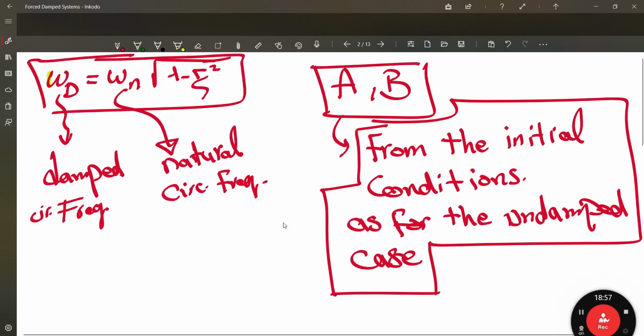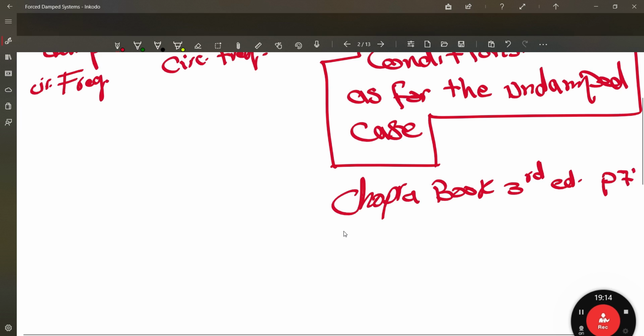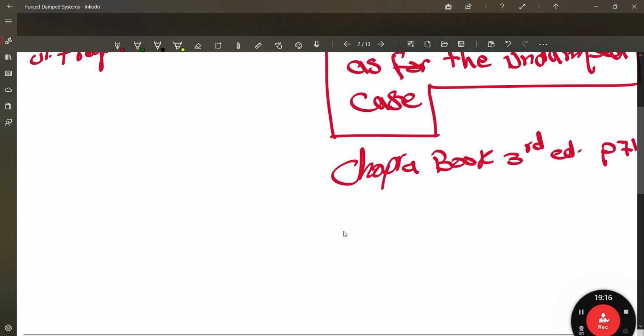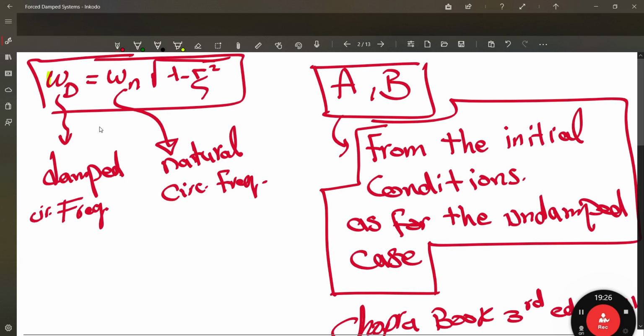You can find it in the 4th or the 3rd edition of the Chopra book, because we are using Chopra here. You're going to find it on page 71. You can check it if you want. So this is regarding A and B and omega d.